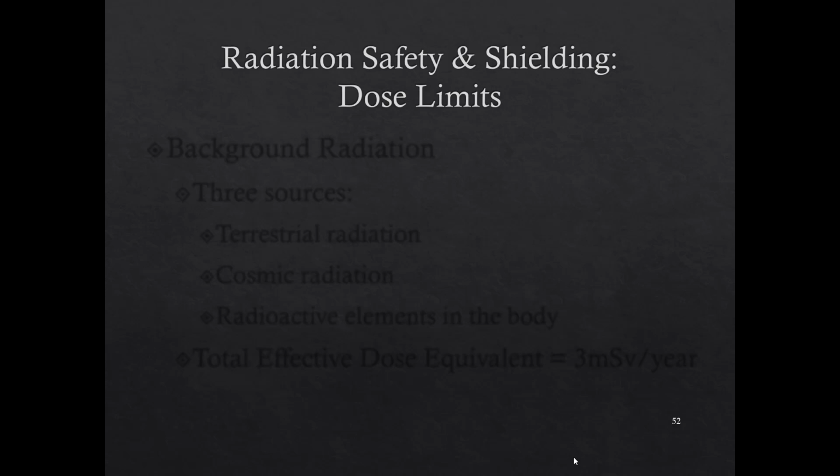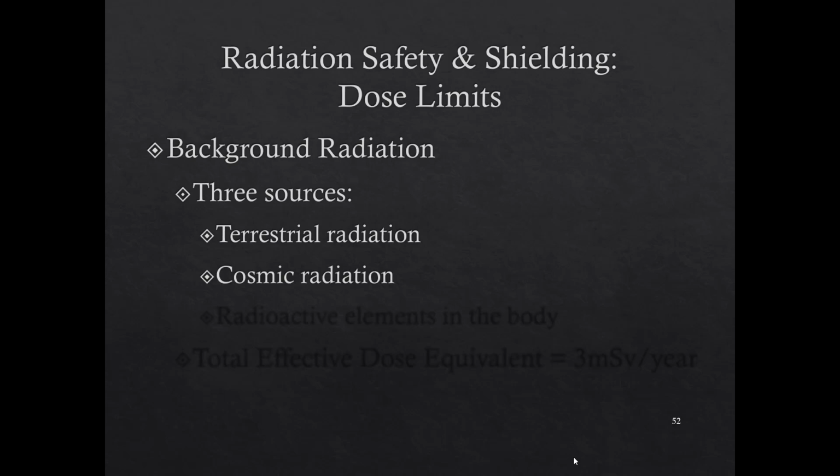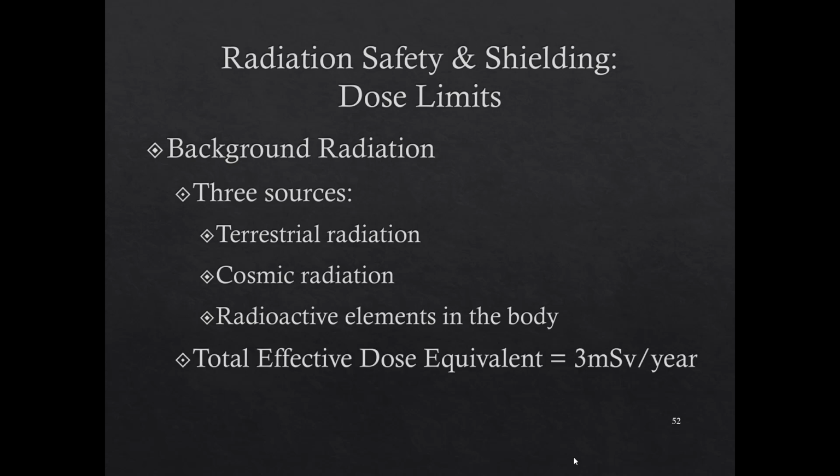Before we can go into the actual dose limits, it's important to know what we're receiving in terms of background radiation. So it's primarily from 3 sources. We have terrestrial radiation, cosmic radiation, and radioactive elements in the body. An example of that would be potassium. So the total effective dose equivalent is 3 millisieverts per year in the United States.